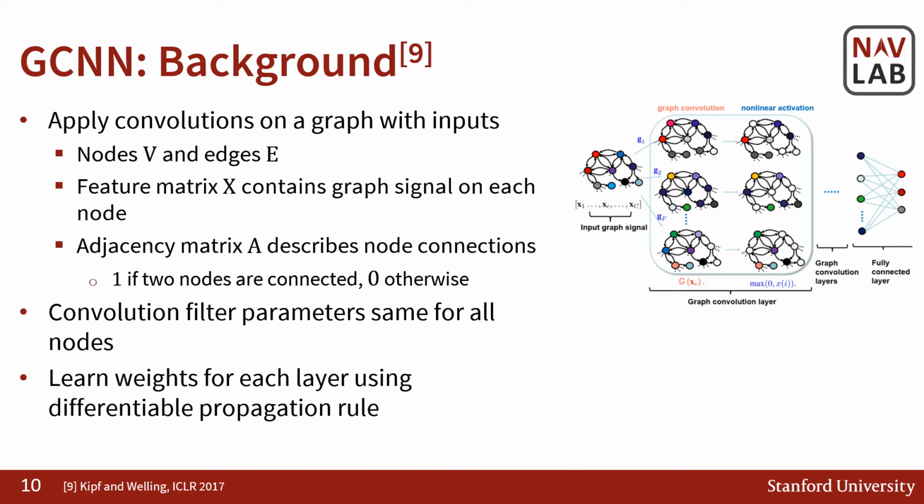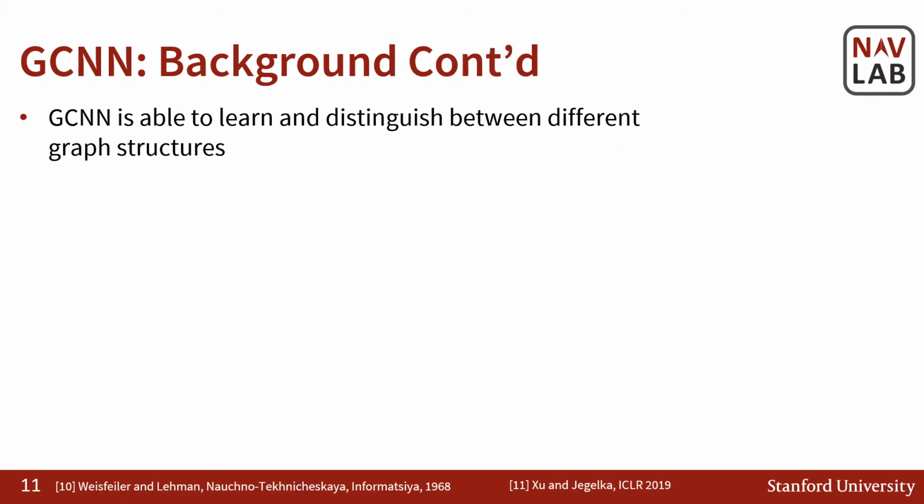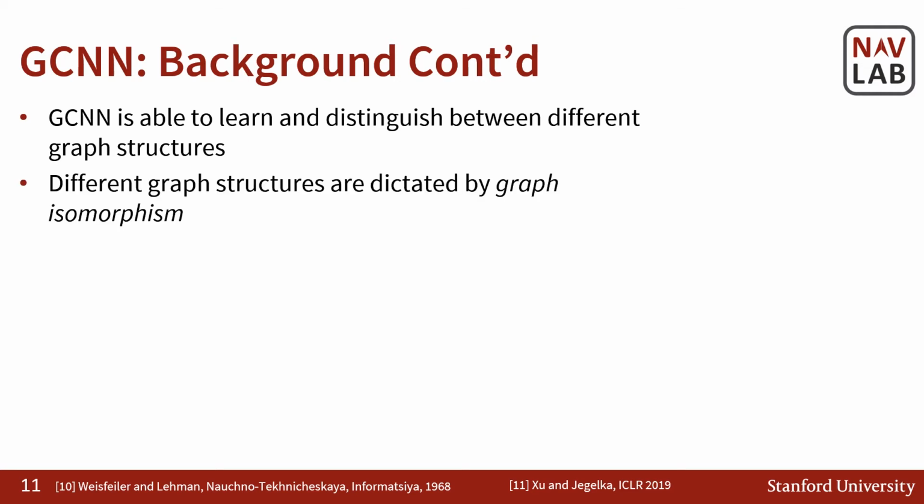Here is a sample GCNN architecture that takes in an input graph signal, applies 2 layers of graph convolutions, and then a fully connected layer to infer a graph level output. Here is a sample feature matrix X and a sample adjacency matrix A. The GCNN is able to learn and distinguish between different graph structures.